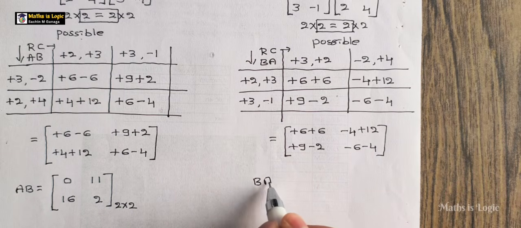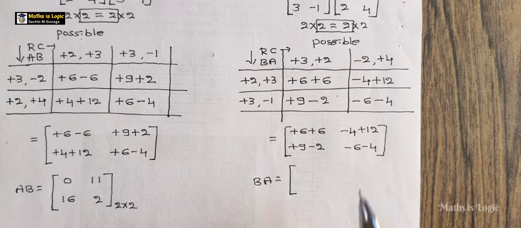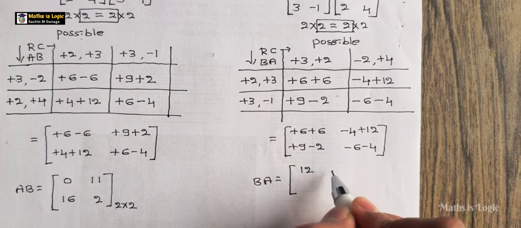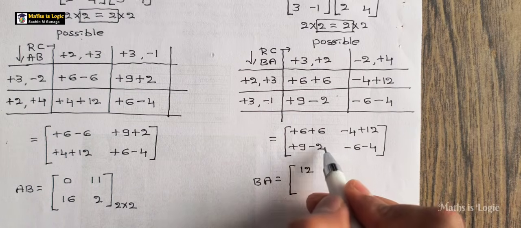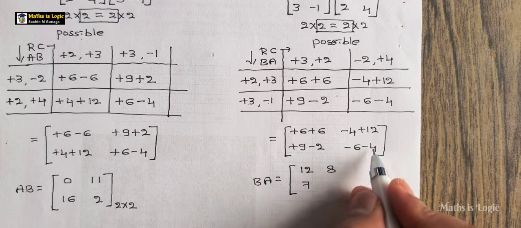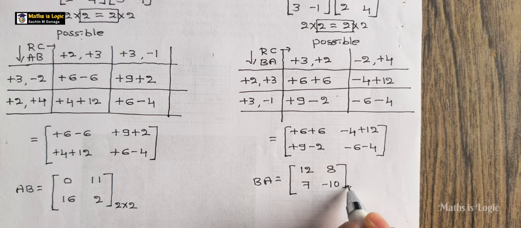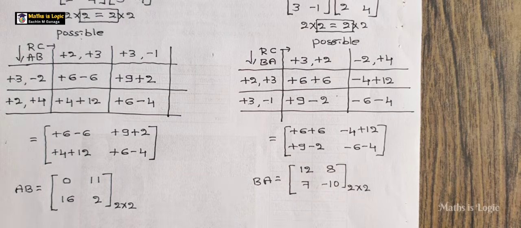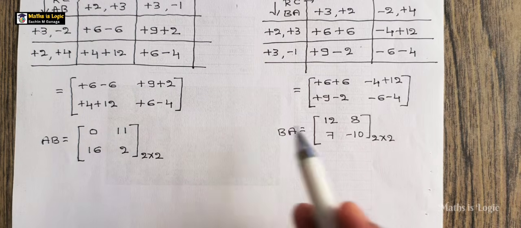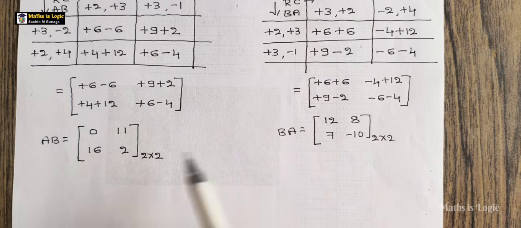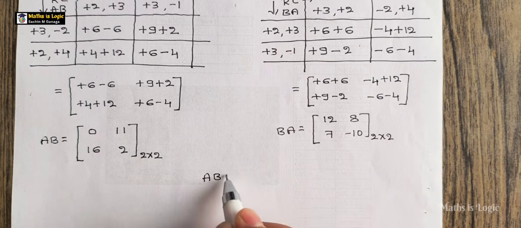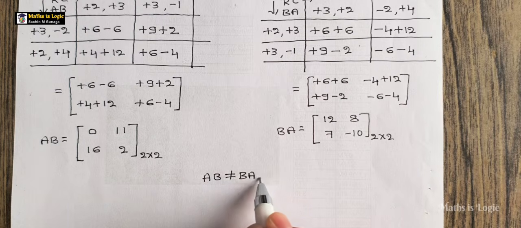Therefore, BA is equal to 6 plus 6 is 12, minus 4 plus 12 is 8, 9 minus 2 is 7, and minus 6 minus 4 is minus 10. So this is 2 cross 2. This is the value of BA. Now see, AB, all the elements are different. BA, if you compare these two, this is different, this is different. Therefore, finally we have to write here AB is not equal to BA.